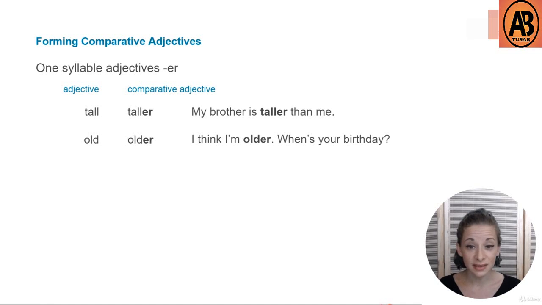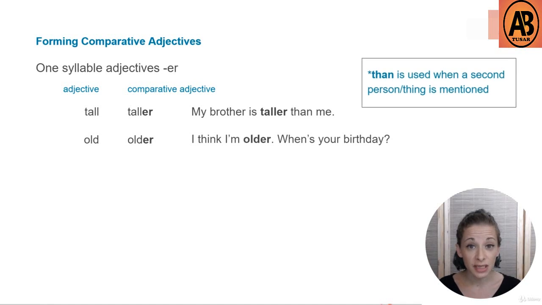Notice with the first example, we use than. And that's because we have used a second person or thing, in this case, me. In the second example, we have finished the sentence after the comparative adjective, older. But we could continue to say than you. I think I'm older than you.